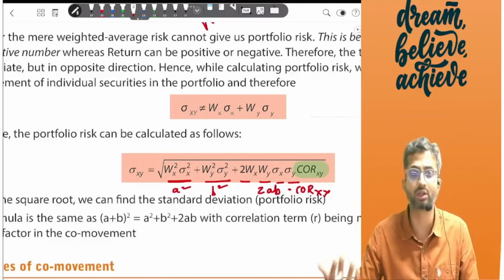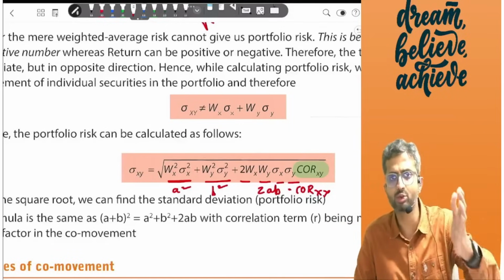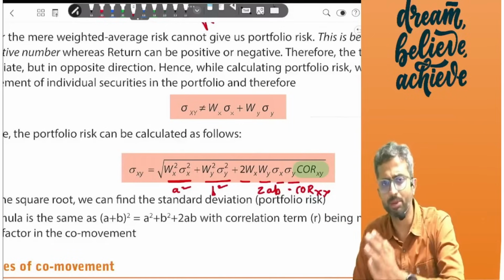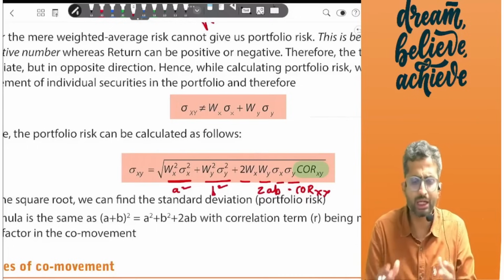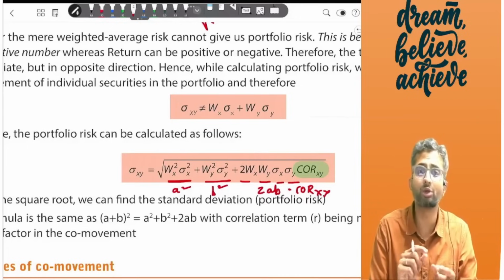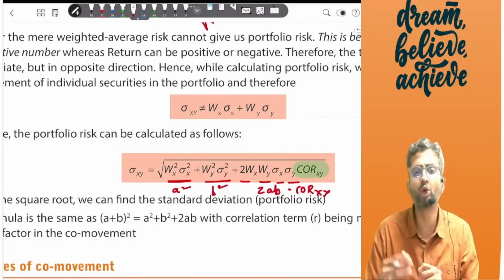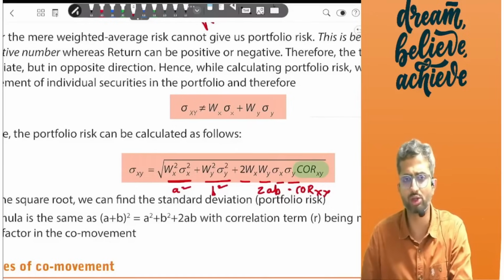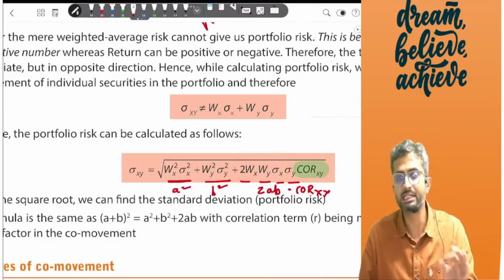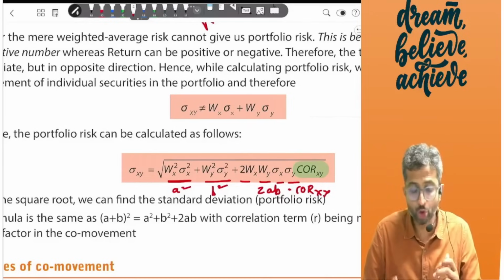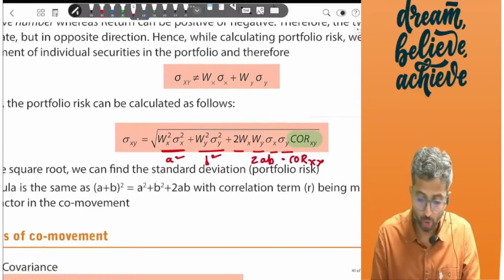You can even extend it to a 3 security, that is A squared plus B squared plus C squared plus 2AB plus 2AC plus 2BC. So in each of the case, when you do 2AB, you will multiply it by the correlation of AB. When you do 2BC, multiplied by the correlation of BC. And when you do 2AC, multiplied by the correlation of AC. So over here, this is how you will calculate correlation.